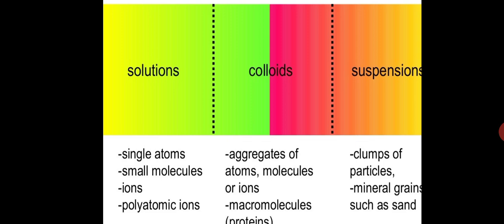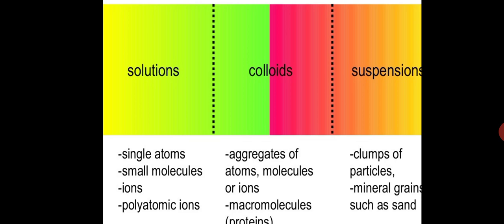Now, in case of true solution, that is crystalloids, it can be of single atoms, small molecules or ions or polyatomic ions. And in colloids, it's like an aggregate of atoms. Means when the same smaller atoms come closer to each other, they form a big mass, that is aggregation of atoms, molecules or ions, or macromolecules like proteins, bigger molecules like proteins. They form colloids. Got it? So remember it, when the single atoms, molecules or ions come closer, when they aggregate, they mix with one another. They are nothing but known as colloids. Got it? They are called colloids.